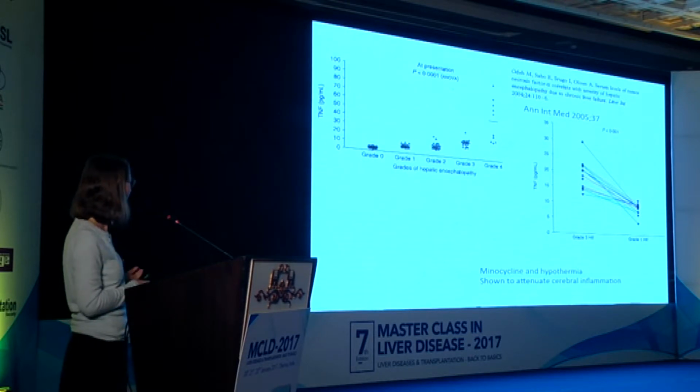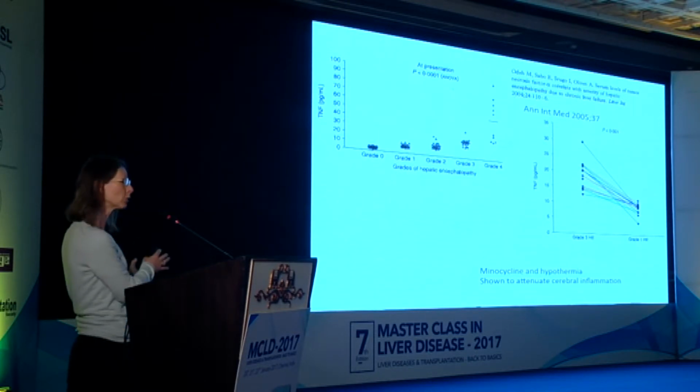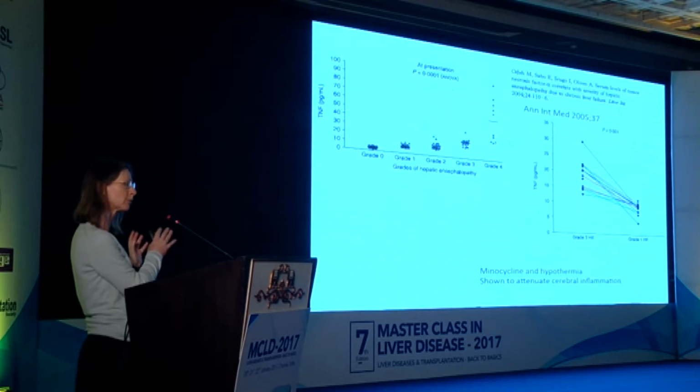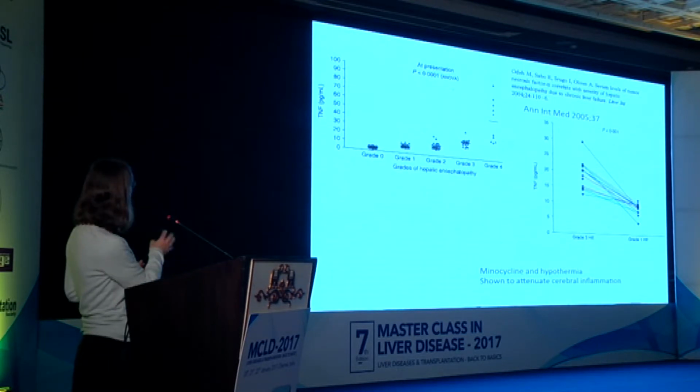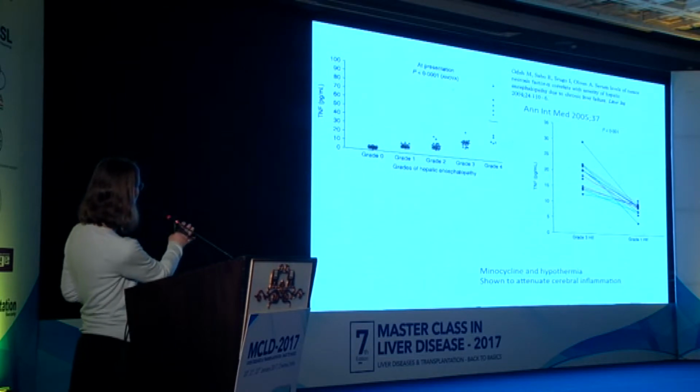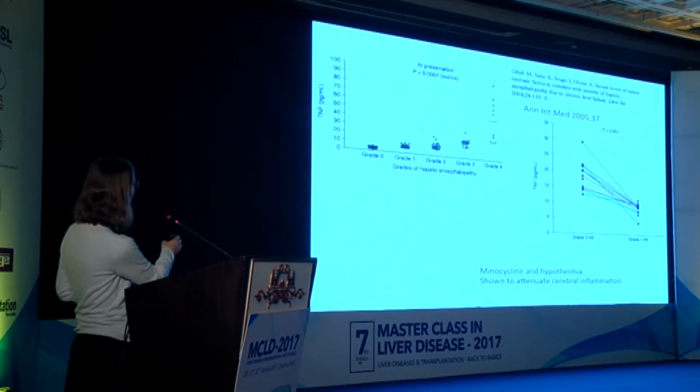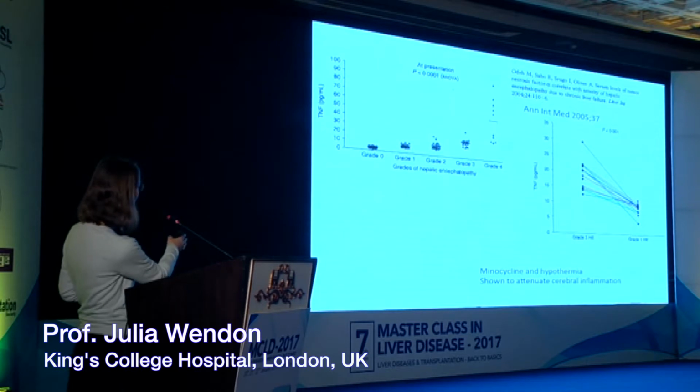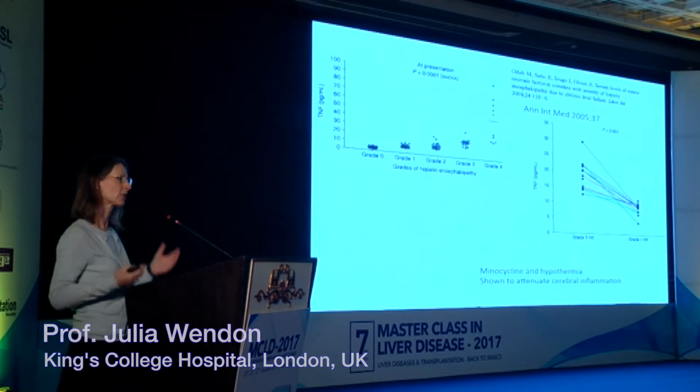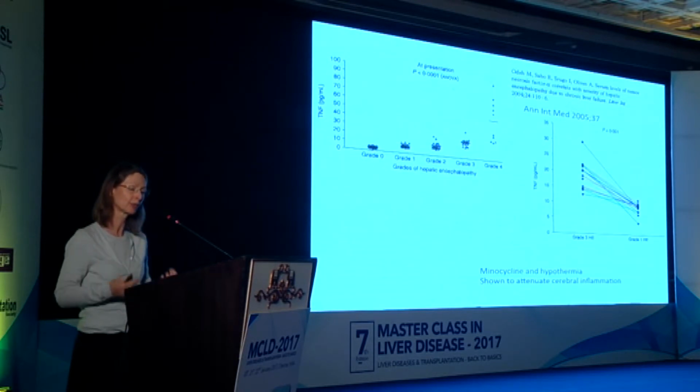Inflammation is nicely demonstrated here. It's an old study, but I think it shows the message very clearly. You show here the TNF levels as we go from grade 0 to grade 4 encephalopathy, and then the resolution, again, of grade 3 encephalopathy down to grade 1. That close relationship between inflammation and decreased consciousness.